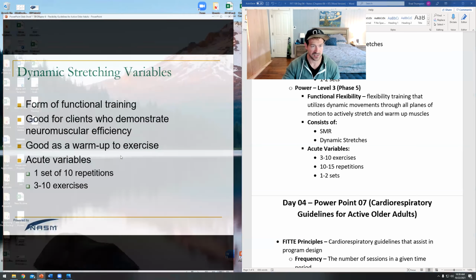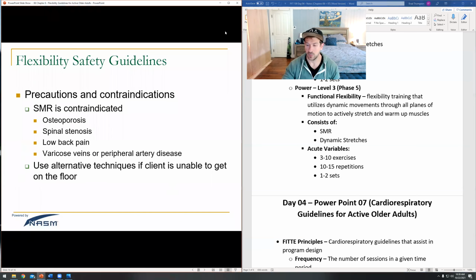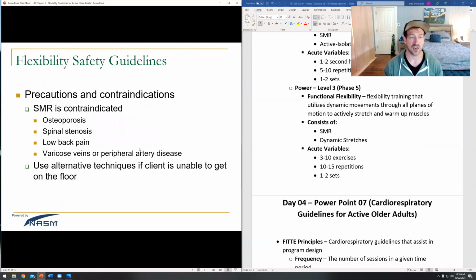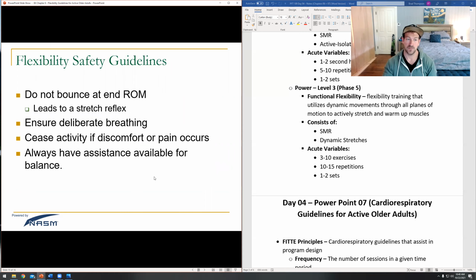All right, well, that's your first one. So really quickly, just wrapping things up for our first PowerPoint here. Just some precautions, some safety guidelines. Like I said, SMR is contraindicated for any clients with osteoporosis, spinal stenosis, low back pain, varicose veins, or PAD, which are kind of the same thing, except this one's arteries, this one's veins. If they have any of those diseases, you want to avoid the foam roller. It's just a little bit too much pressure, causes bruising, things like that. Instead, you can use an alternative technique. Use the Thera Cane, use the tiger tail, lacrosse ball against the wall, things like that.